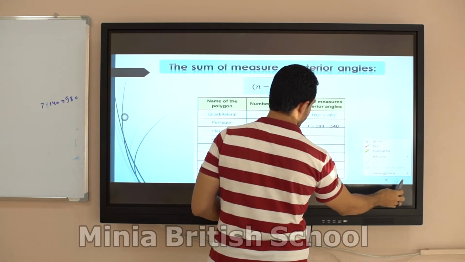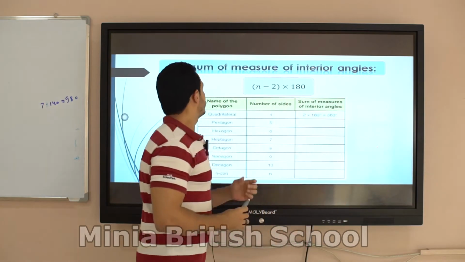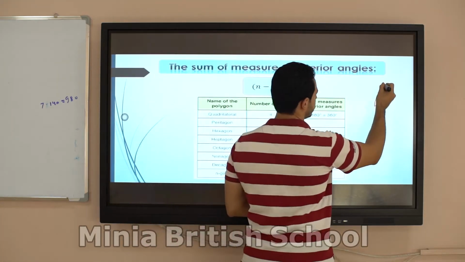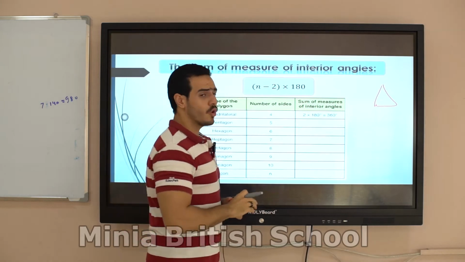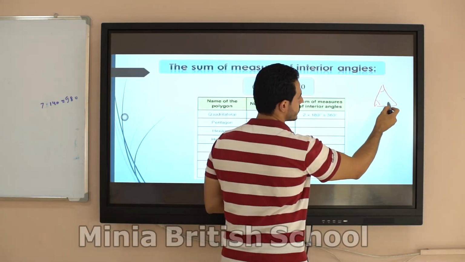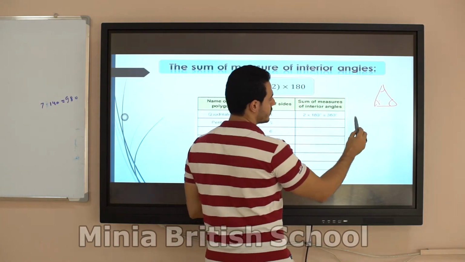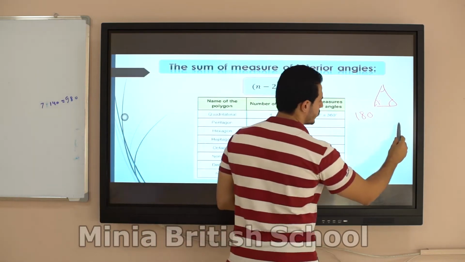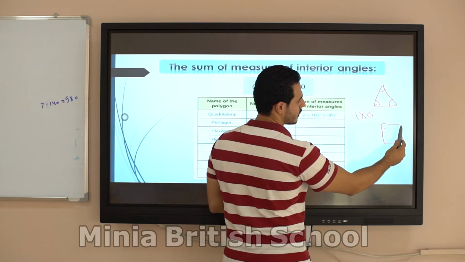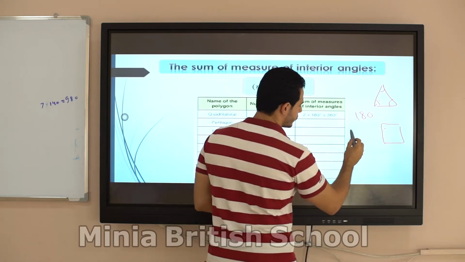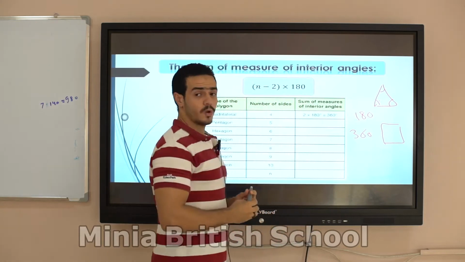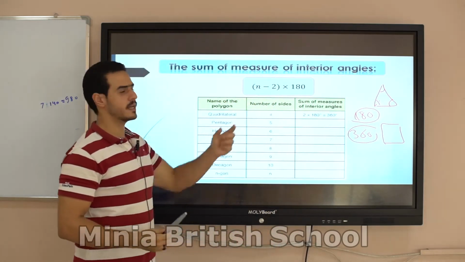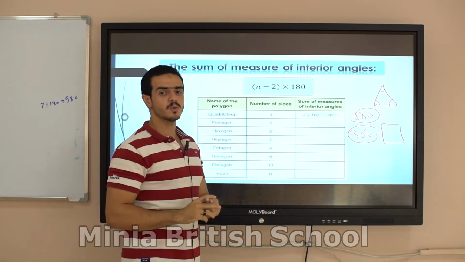Now, to find the sum of the measures of all angles inside a polygon, like a triangle. If I have a triangle, we all know the sum of the measures of the angles of a triangle equals 180. Okay? And a square, we know it's 90, 90, 90, 90. So it's 360. What's the rule which gives me this number? So the rule is n minus 2 times 180.